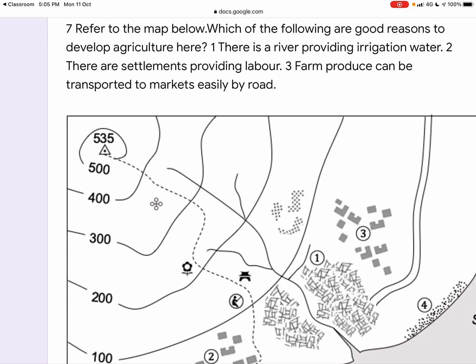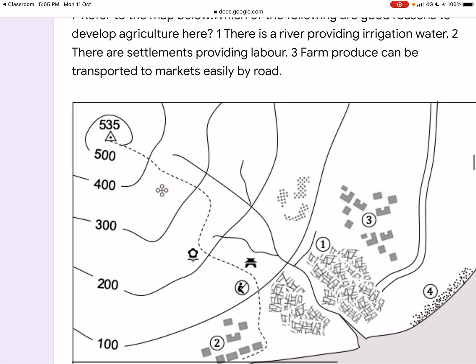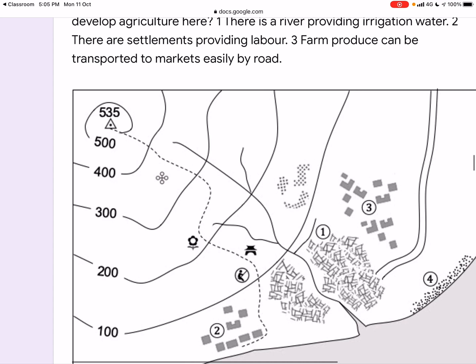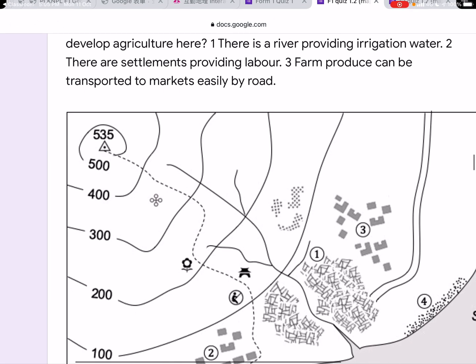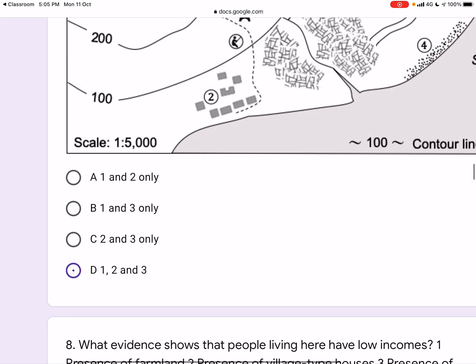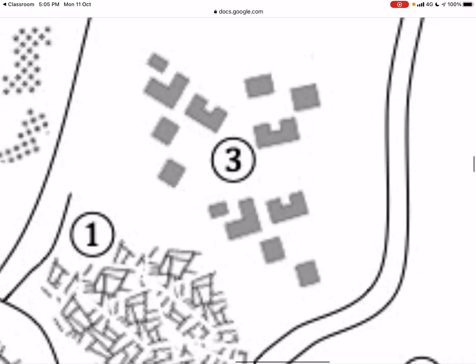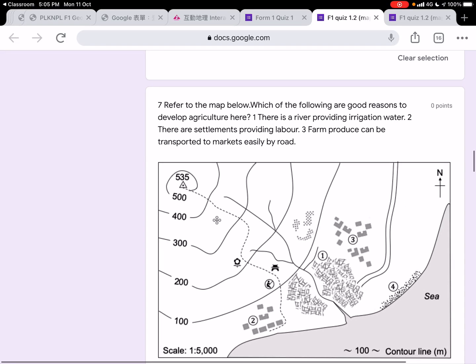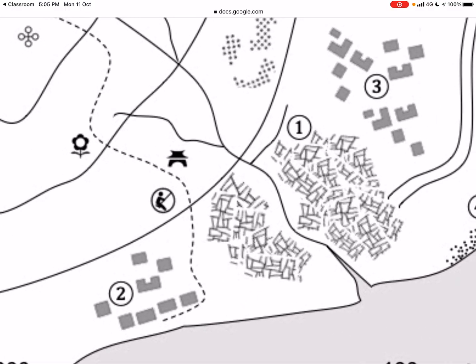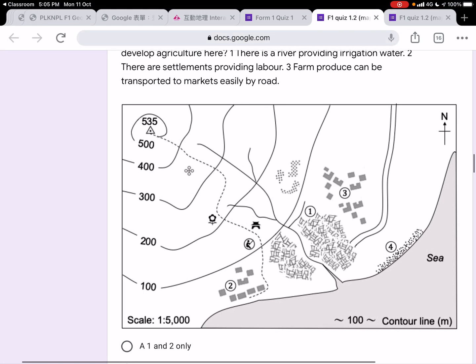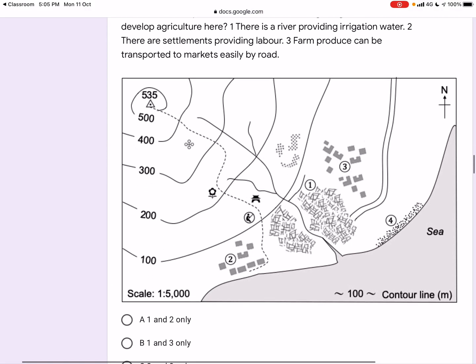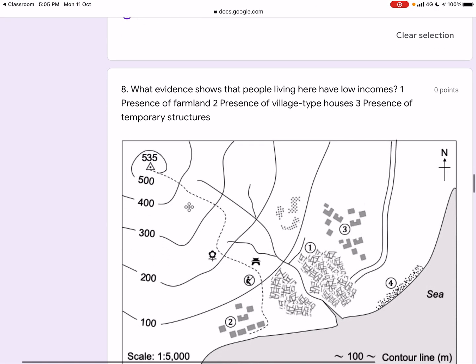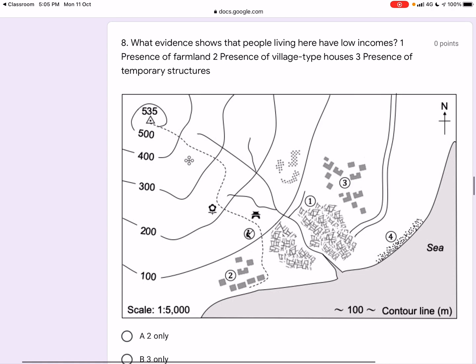So this one, why is there a good reason for developing agriculture right there? There's a river providing the irrigation water, some settlement providing labor, true, and then farm produce can be marketed, can be easily transported by the road. So this is not, okay, because we can find some buildings which can provide labor, and then the river lying along the field, so it's providing some irrigation water. And then number 3, we can find a lot of farm produce can be transported by the road also, okay. Also this map, okay.